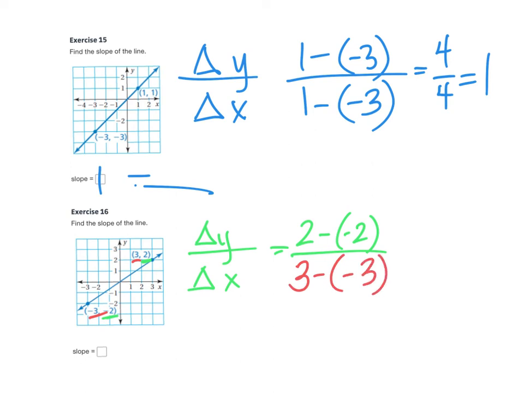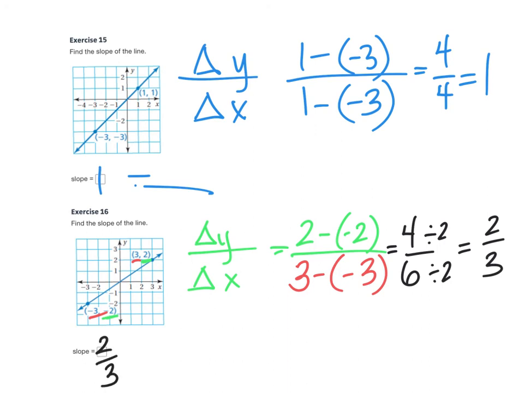So when I go through and figure these out, 2 minus -2 is like saying 2 plus the opposite of -2. So I end up with +4. 3 minus -3 is 3 plus the opposite of -3, so 6. I can simplify this by dividing both the top of the ratio and the bottom of the ratio by 2, and so my slope is 2 to 3.